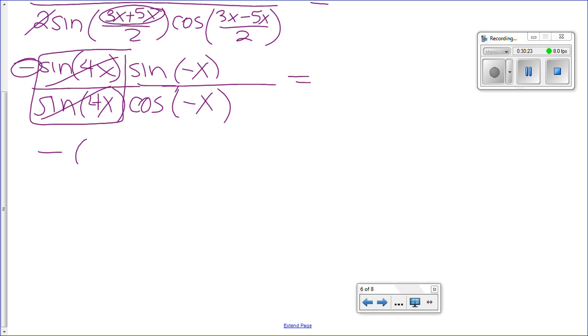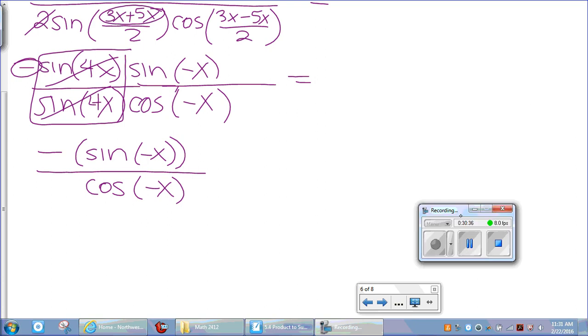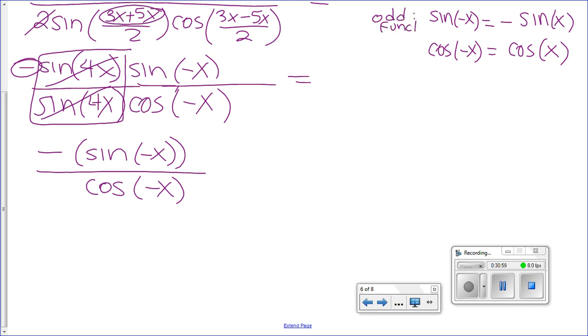Now, because sine is an odd function and cosine is an even function, I have something to say about that. So sine of negative x is the same as the opposite of sine of x. And cosine of negative x is the same as cosine of x. And how do I know that? Because this is an odd function. And this is an even function.